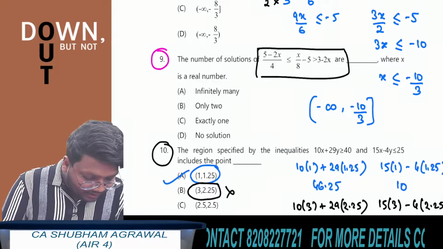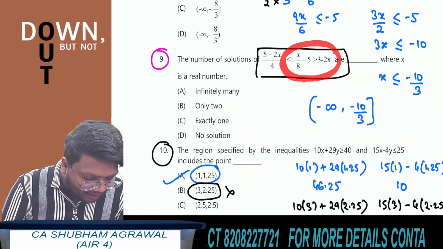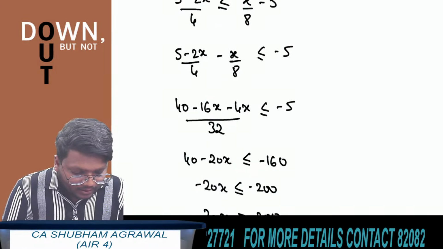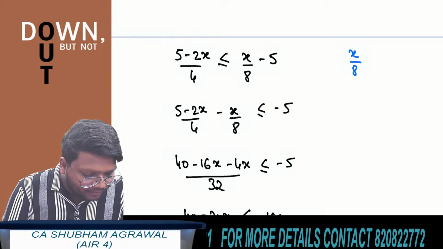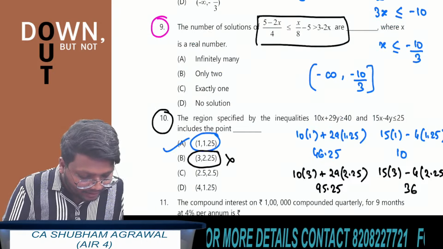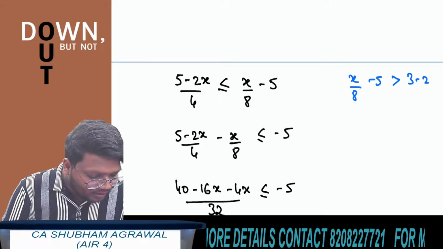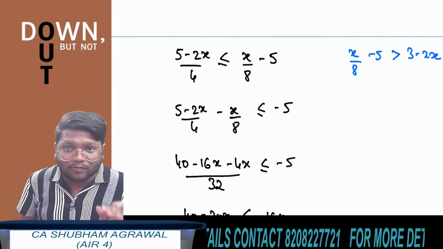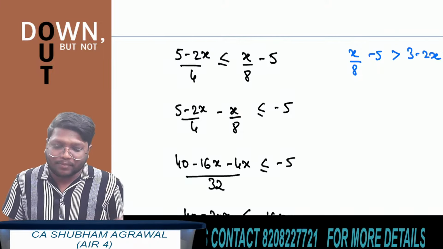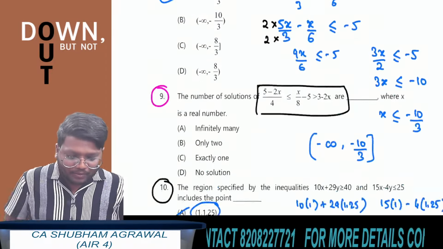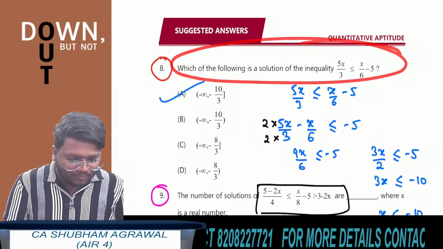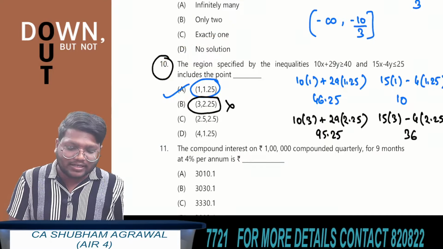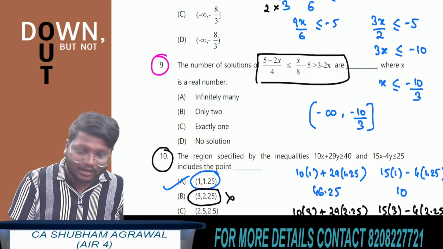Now take this part. x upon 8 minus 5 is greater than 3 minus 2x. No doubt this question is lengthy, and if this type of question comes in exam, you have to skip this question at first, and if time permits, you can solve this question at the end. But this question number 8 and question number 10 were very simple questions from linear inequalities chapter, but this question number 9 is a little bit lengthy.